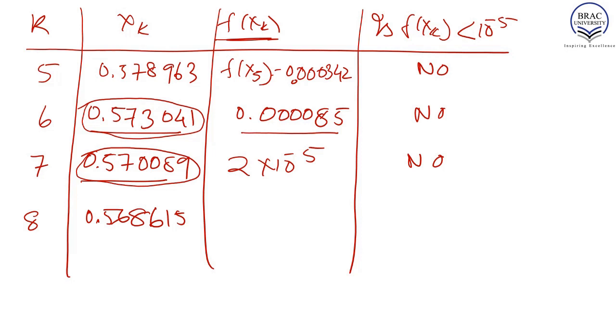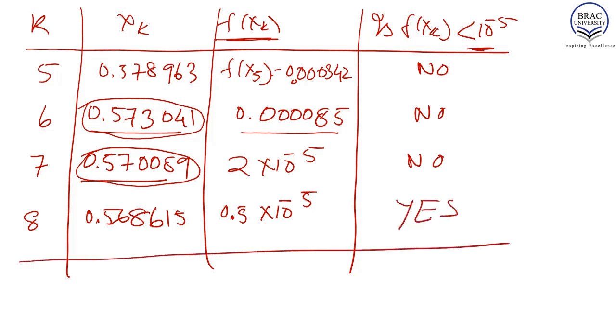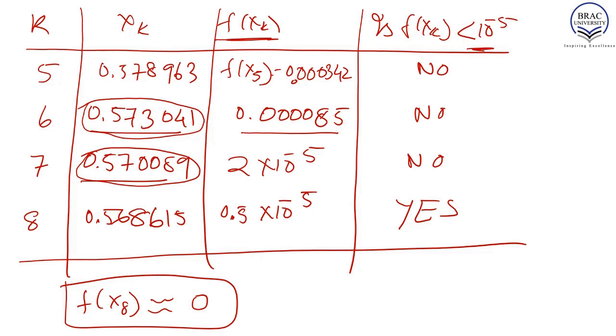x8 is 0.568615, and if you compute the value, it will be 0.5 times 10 to the power minus 5. This is half of the bound, definitely. So the answer is yes. So you are done. So you stop our iteration. That means we can see that f of x8 is approximately equal to 0. Why approximately 0? Because this value is less than 10 to the power minus 5. Within 10 to the power minus 5 means we will treat all values less than 10 to the power minus 5 as 0. So that means this one is our solution here. Okay, that is our answer.